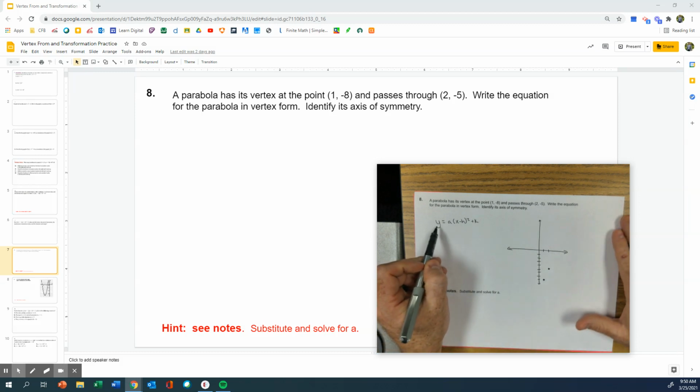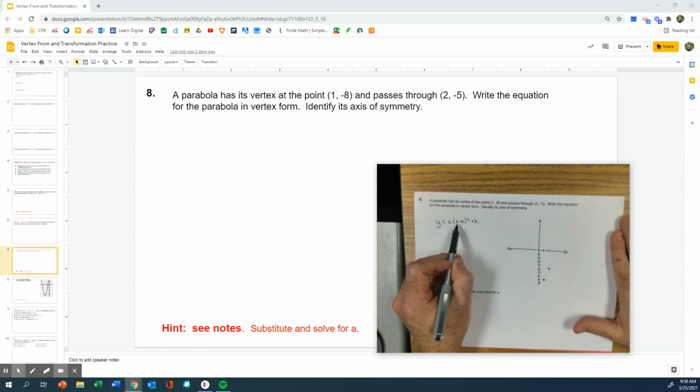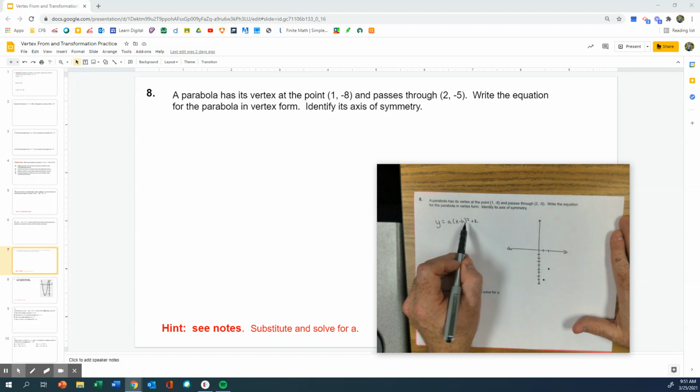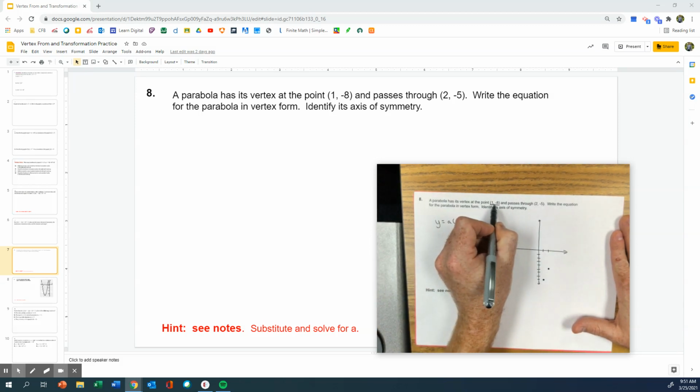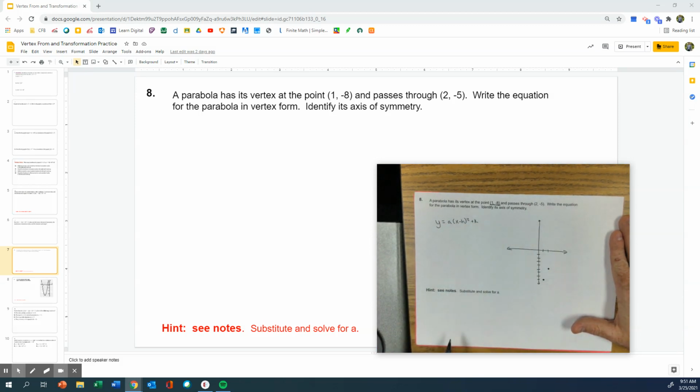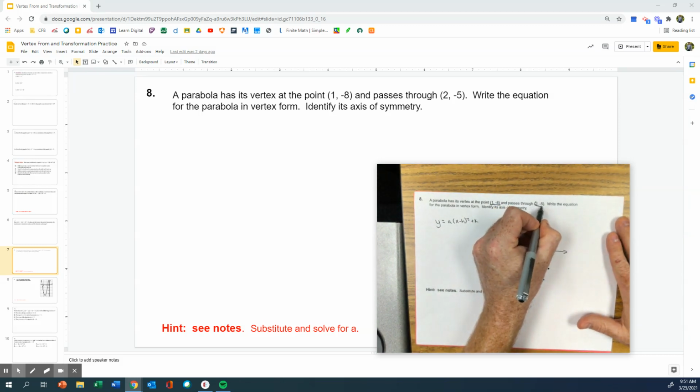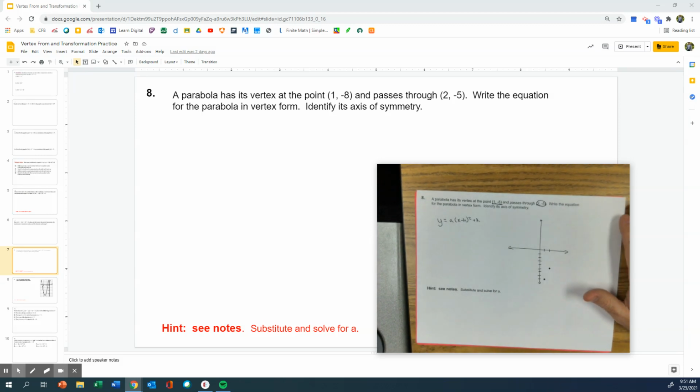Okay, so remember, y is our y values, that's our output. If we plug in a value for x, whatever that is, it's going to spit out a y value from whatever formula we have. That's the definition of a function. And we know that our vertex is h comma k. It tells us our vertex here is (1, -8), and it also tells us that it passes through the point (2, -5), all right?